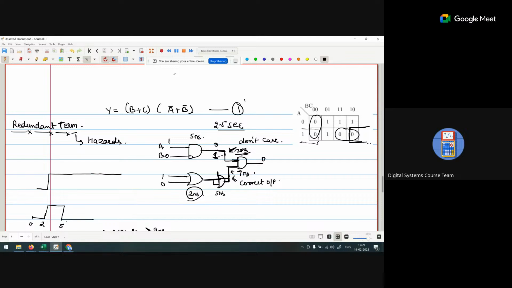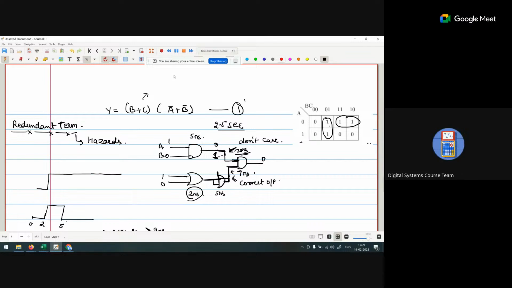So we include this term also. What we are learning till now is that the ideal condition is the minimum possible min term or max term, and we are excluding the hazard term. For example, if I take this as a max term, one group is there, this one. Two groups is the best.